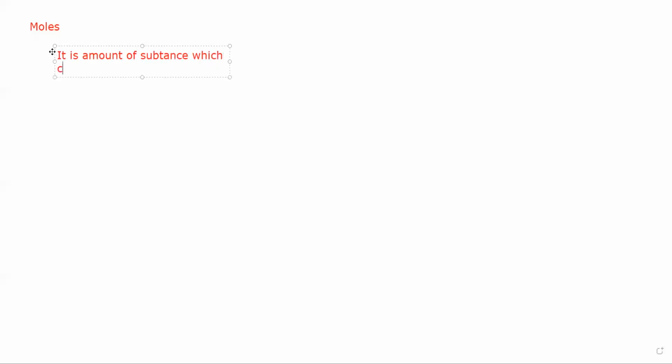which contain 6 exponent 23 particles. So amount of a substance which contains 6 exponent 23 particles, that amount is known as a mole. That we call as 1 mole of a substance.